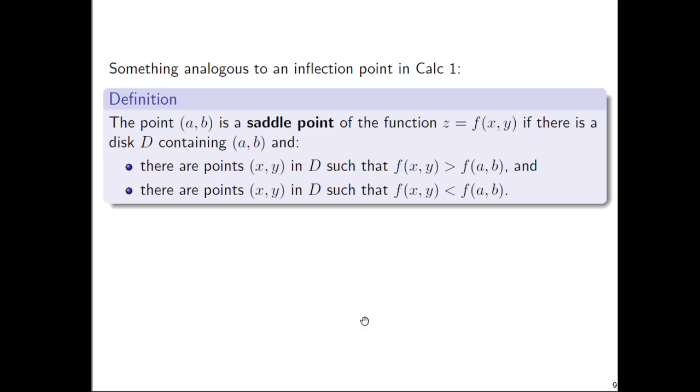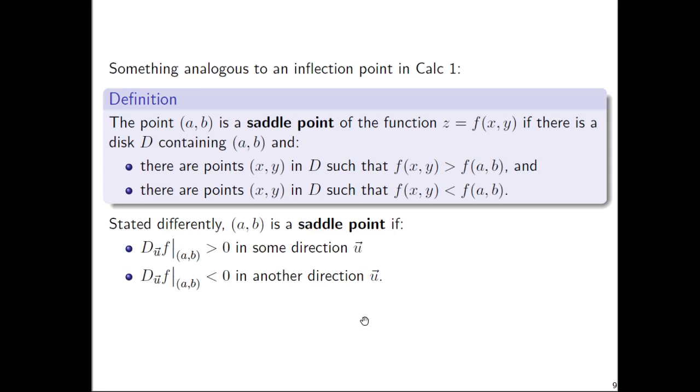So there is something analogous to an inflection point. So in Calc 1, we had this thing called an inflection point. There's a similar thing in Calc 3. Things are just a little messier here. So the point a comma b is a saddle point of the function f of x comma y if there is a disk D containing the point a comma b, and then within there, you also have points x comma y where the z value is bigger at x comma y than it is at a comma b. But you also have points in the disk, points x comma y in the disk, where the z value is smaller than the z value at a comma b.